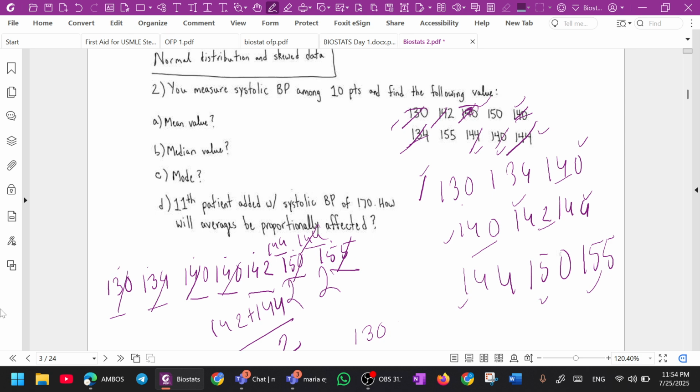Okay, let's check the answers. So yeah, 141.9, that's the mean, we got it. Median 141, we got it. And most frequent value 140, we got it. And then it's telling you the mean will increase more than the median, and the mode, the last one, is not going to really be affected.